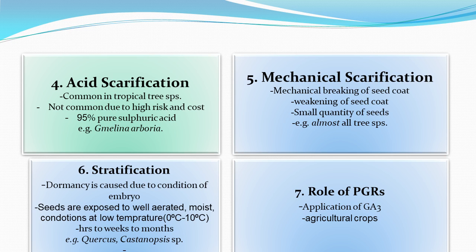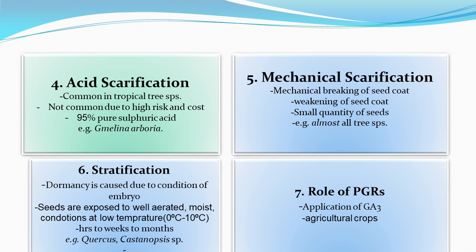But this method is not very common, because the use of concentrated sulfuric acid carries some risk, and there is also the problem of cost, so this method is not practically applicable for all plants. But in specific tree species like Melina arborea, this type of acid scarification is applied for seed germination.